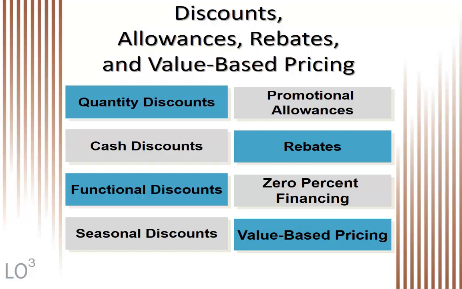Promotional allowances or trade allowances are payments to dealers for promoting the manufacturer's products. Rebates are cash refunds given for purchasing a product within a specific period. 0% financing offers no interest charged to increase sales. However, it does cost the manufacturers.